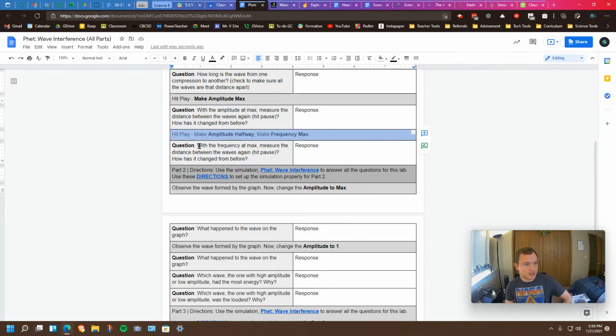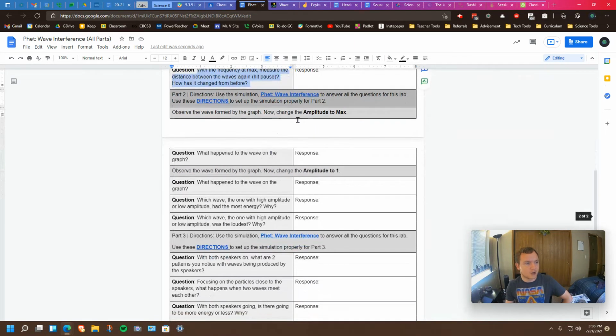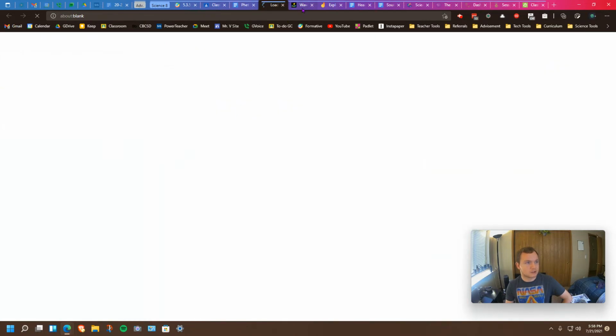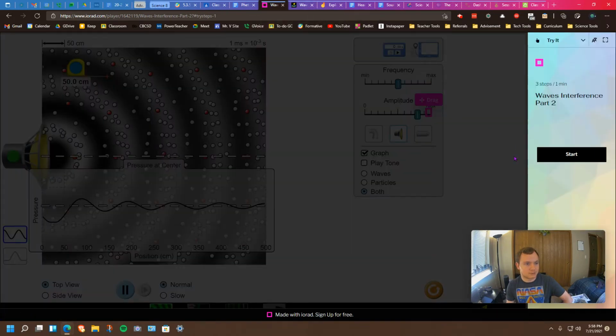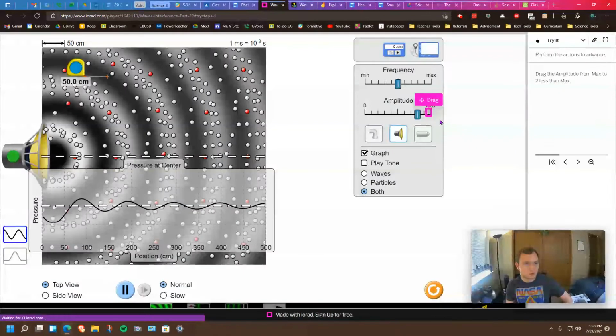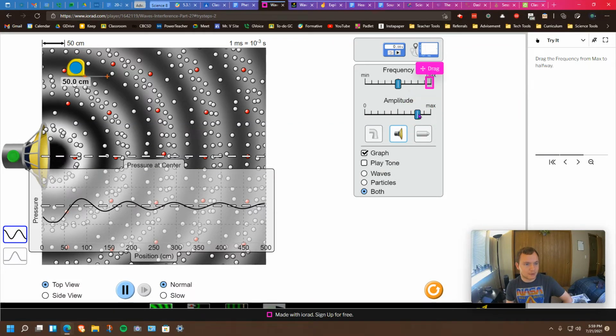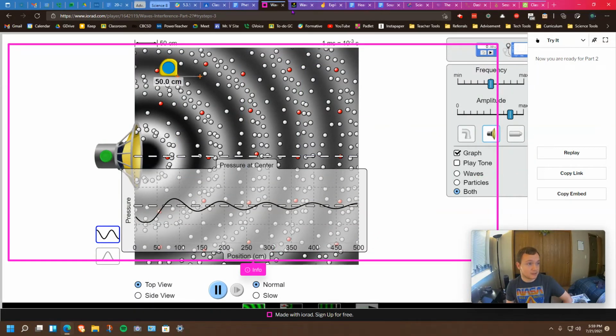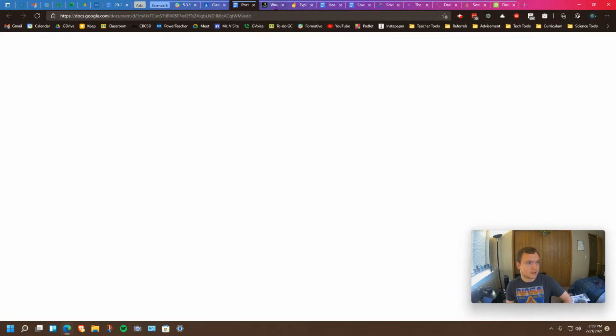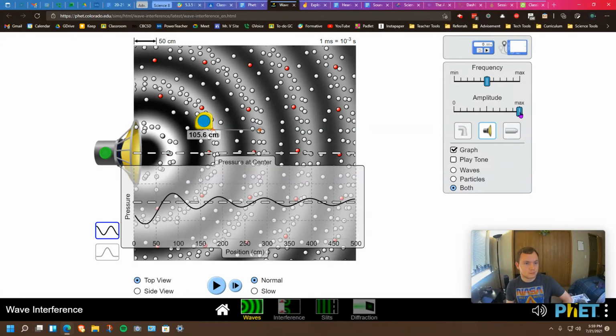Follow the directions again. Again, you're going to use your measuring tape. Part 2 has its own directions, as you can see. You're still using that same main simulation, but if I remember right, you go to a different part. Let's double check. So in part 2, we're going to drag the amplitude back, and we're going to drag the frequency to half. And that's it. Oh, okay. So let's do that. I think I just have to do that because I didn't change the frequency like it said.